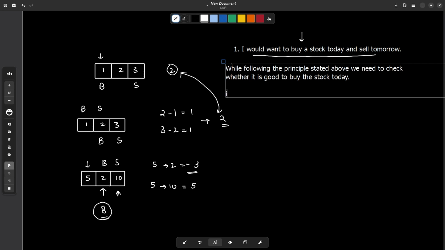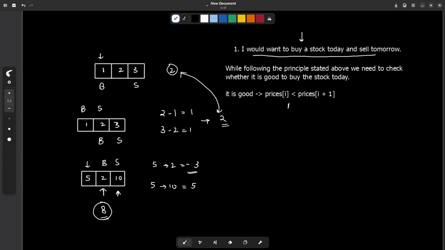It is good only when prices of I is less than prices of I plus 1, right? So whenever prices of I is less than prices of I plus 1, that means it is good to buy the current stock. And whenever we do this, we are going to anyway sell it the next day. So what will be our profit? Our profit will be, we will add this particular value to our answer.